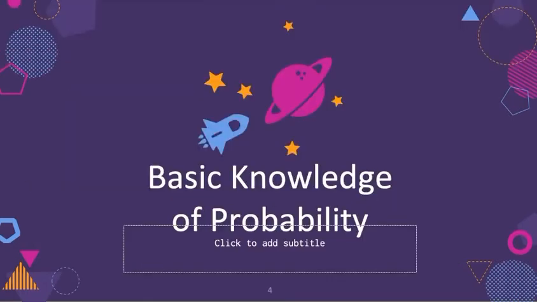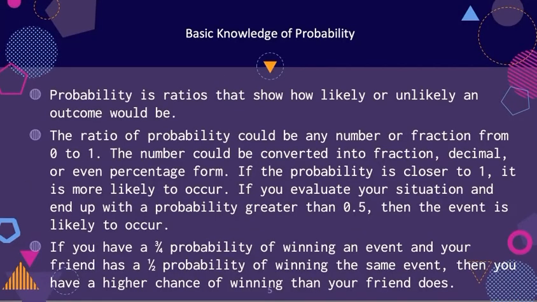Basic knowledge of probability. Probability is ratios that show how likely or unlikely an outcome would be. The ratio of probability could be any number or fraction from 0 to 1. The number could be converted into fraction, decimal, or even percentage form. If the probability is closer to 1, it is more likely to occur.